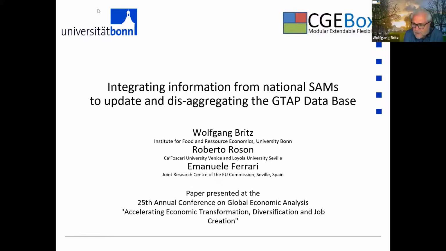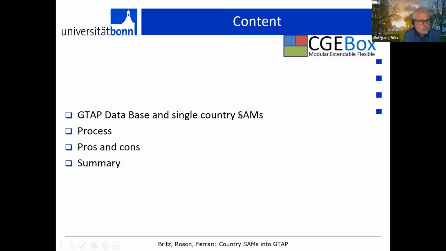Thanks. So this is common work with Roberto Rosen from Venezia and Seville and Emanuele Ferrari from the Joint Research Center. So this was work for the group at the JRC. So a little bit to why would you ever think of taking data from a national SAM and bring this into GTAP? I mean, that's what the GTAP Center is for, right? Then a little bit discuss how this process was organized, and then discussing a little bit about the pros and cons and what we observed before I summarize.